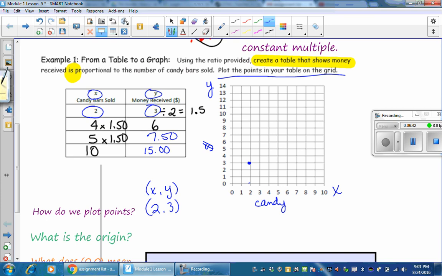The next question says, what is the origin? Recall that the origin is the point 0, 0. So the origin is the spot right there.